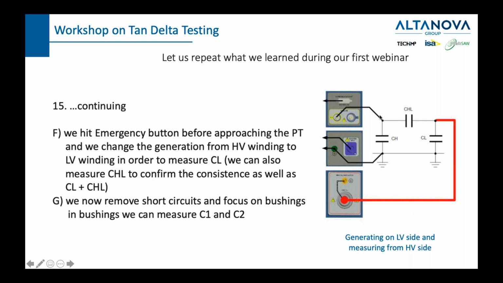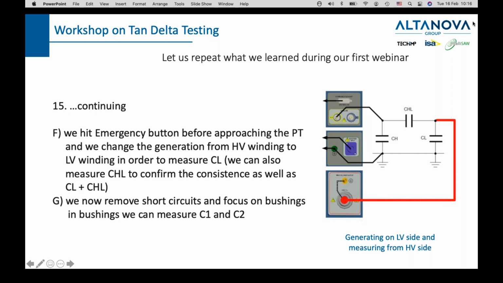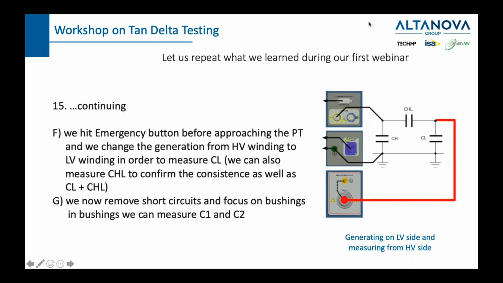After we have measured the capacitances of the body of the transformer, we will be measuring the bushings. So when we go to measure the bushings, we need to remove the short circuits because we measure each bushing by itself. So phase A, phase B, and phase C. And we measure C1 and C2. We need a tap adapter. We need a measurement point for the bushing measurement. And that measurement point is usually located in the bottom of the bushing.